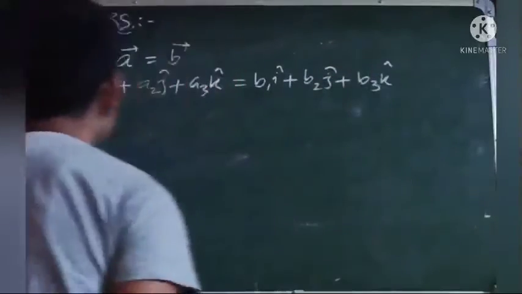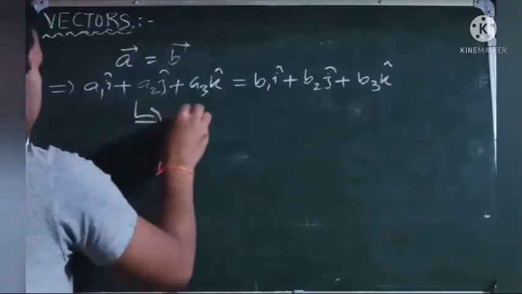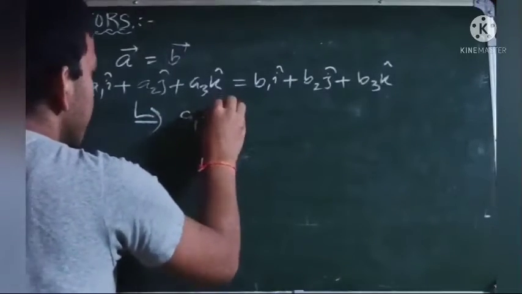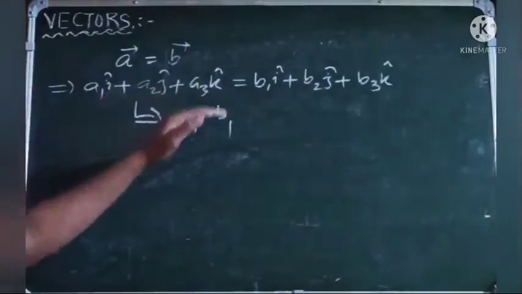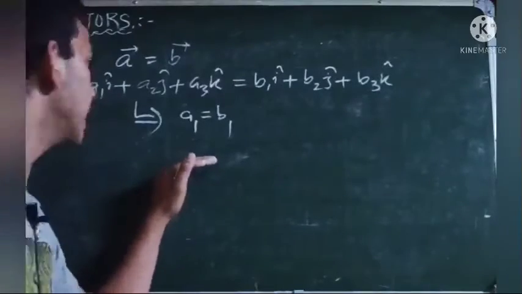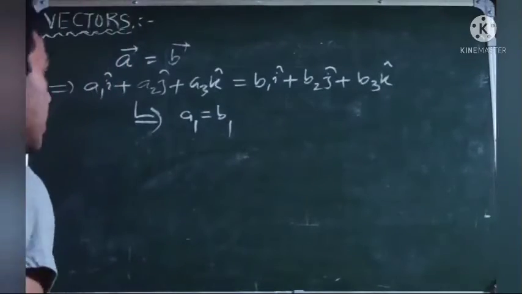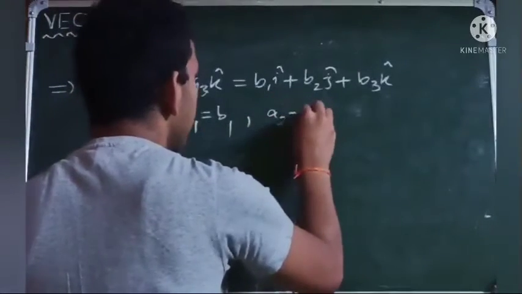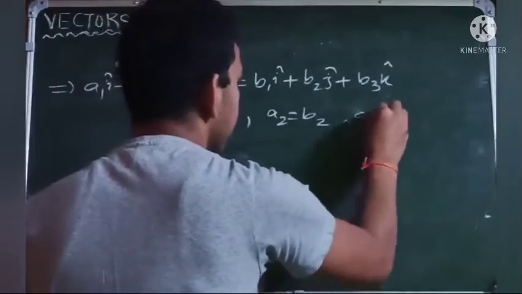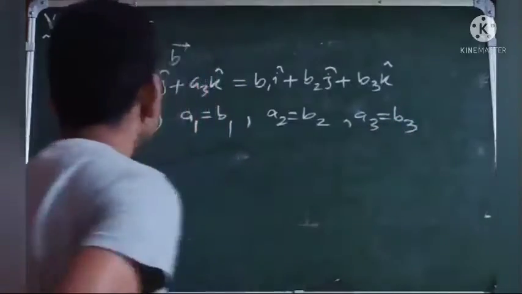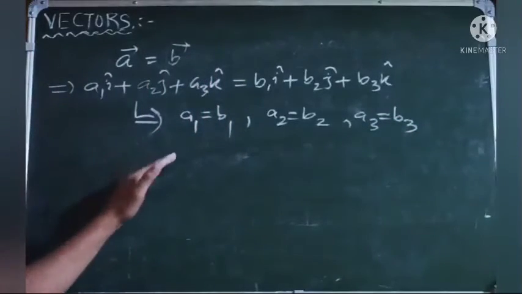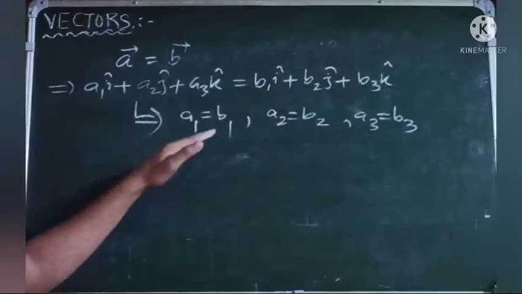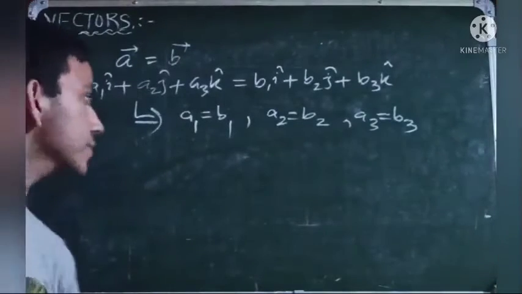Then from this equation we can write that a1 must be equal to b1. The x components will be same, similarly the y components will be same, similarly the z components will be same. a2 is equal to b2 and a3 is equal to b3. The equality of two vectors means this concept.